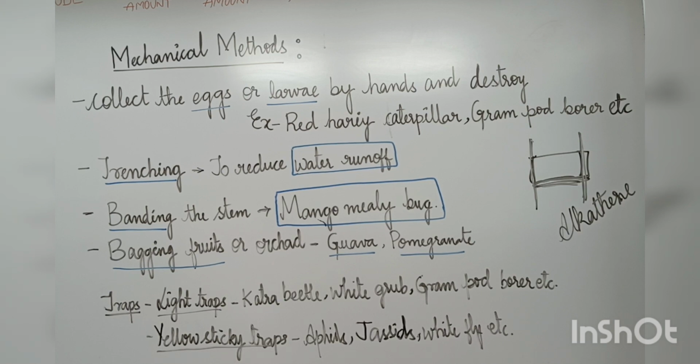And next, traps. For example, light traps or yellow sticky traps are used. Light traps are used at night time, as some insects are active during night time. For example, caterpillar, beetle, white grub, gram pod borer, etc. Next are yellow sticky traps. These are used to control sucking pests like aphid, jassid, and whitefly, etc.